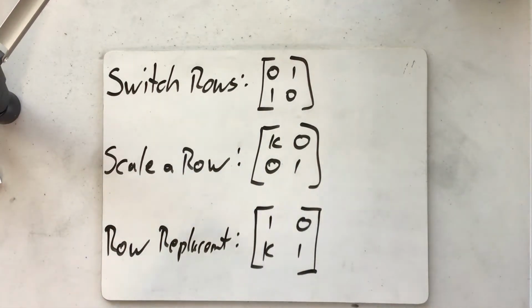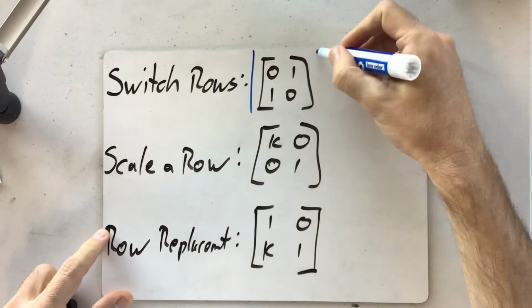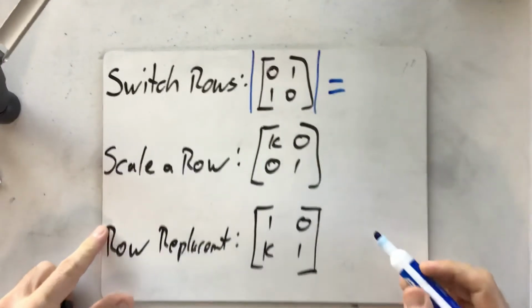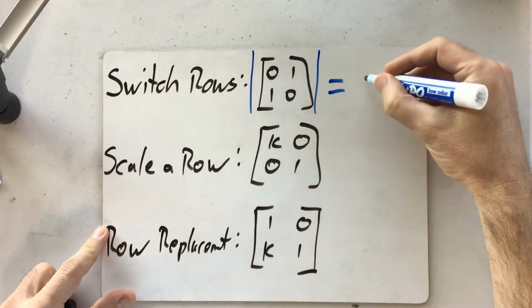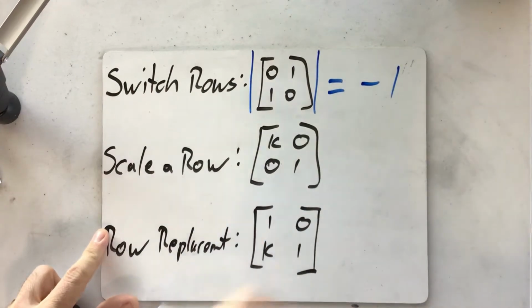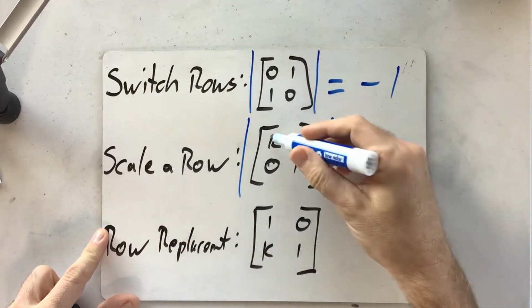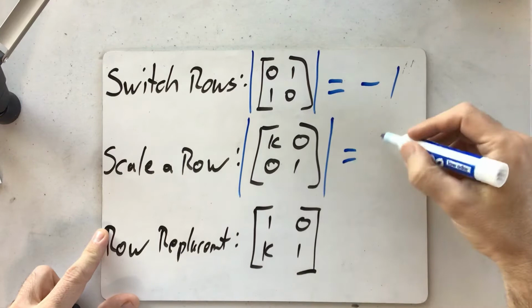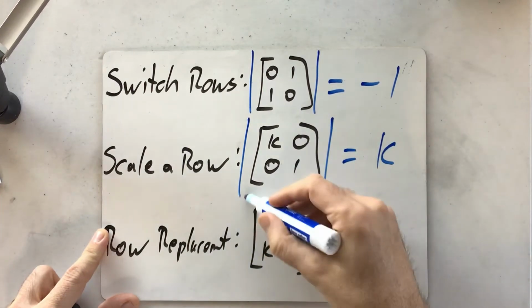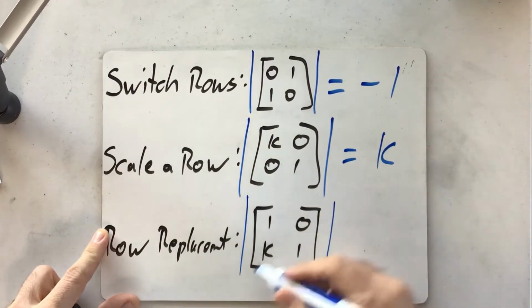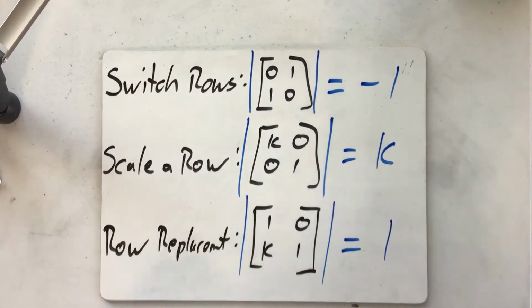But if we look at these, we can find these determinants pretty easily. This determinant, you'll notice, is 0 minus 1, so this determinant is negative 1. This determinant is k minus 0, so this determinant is k. And finally, this determinant is 1 minus 0, and so this determinant is 1.